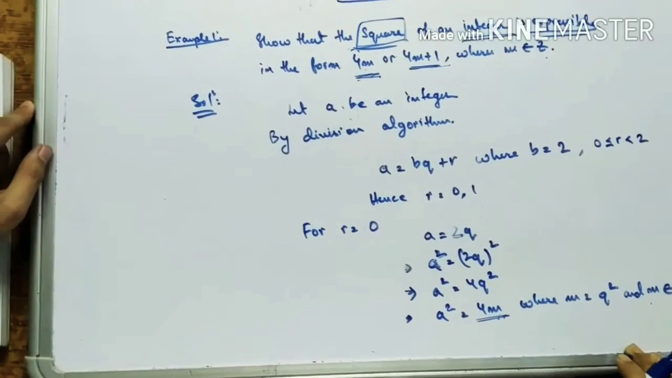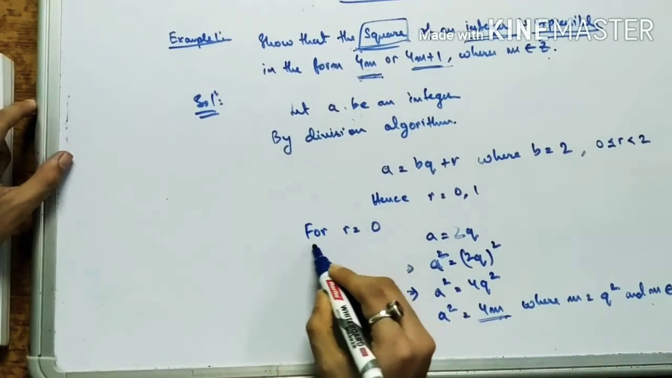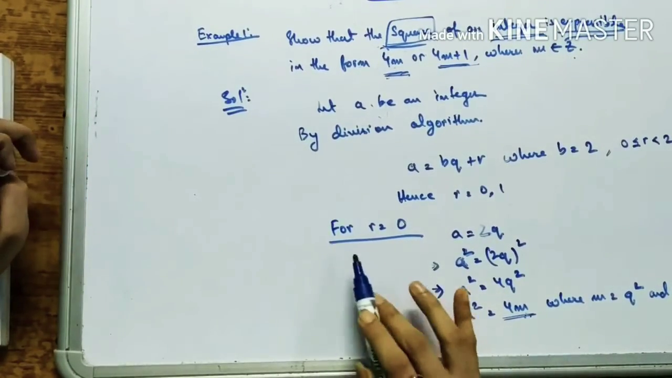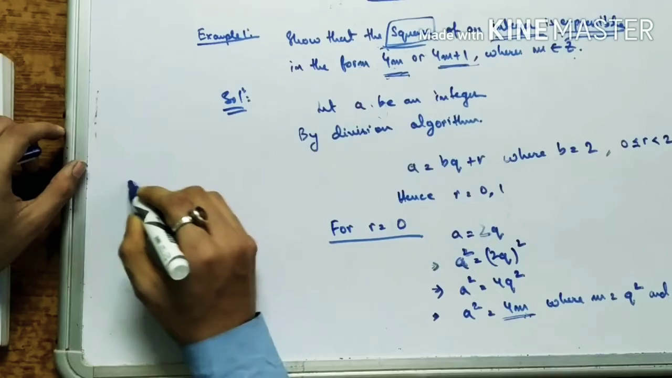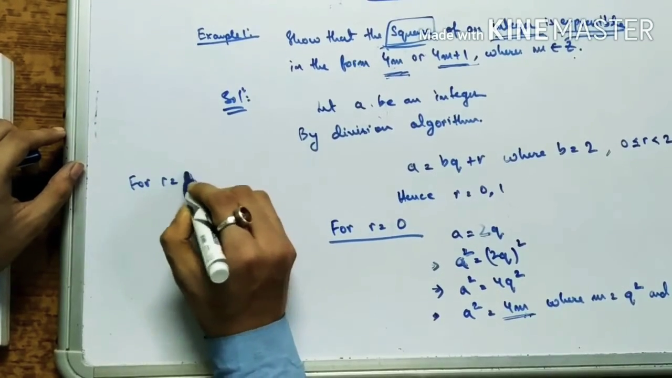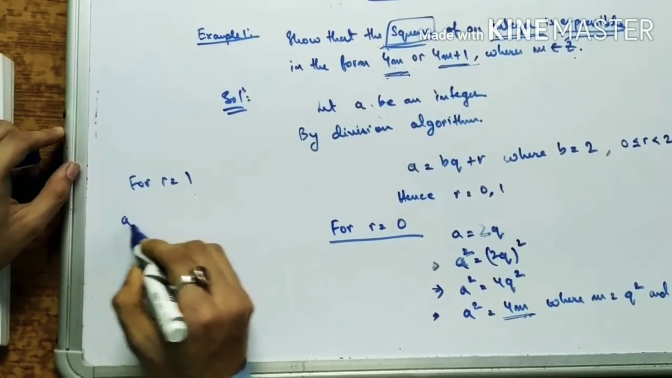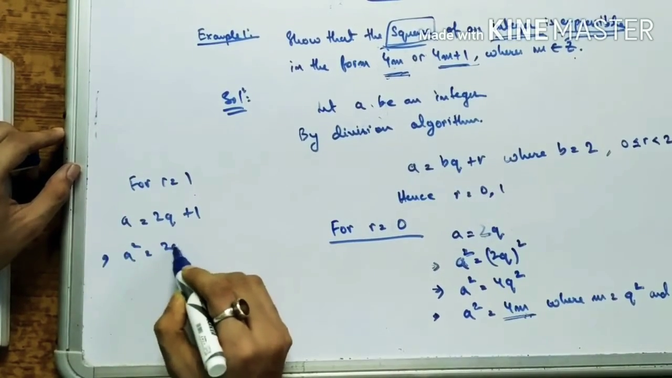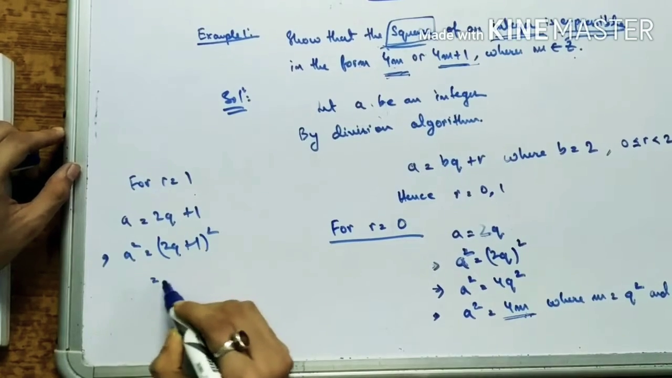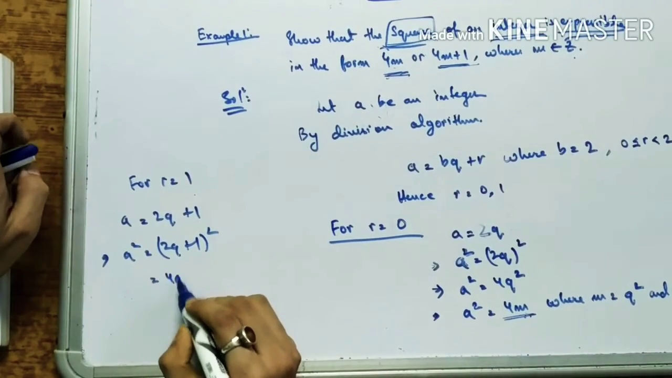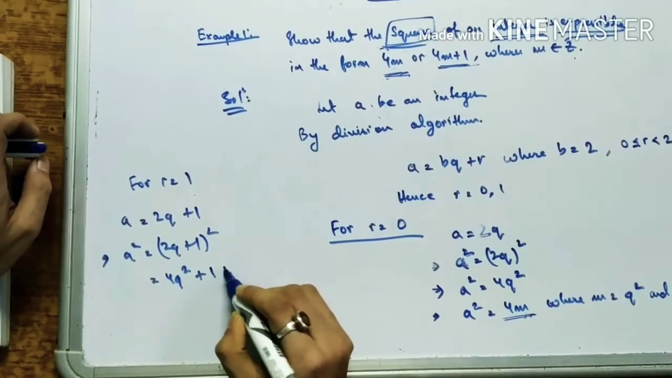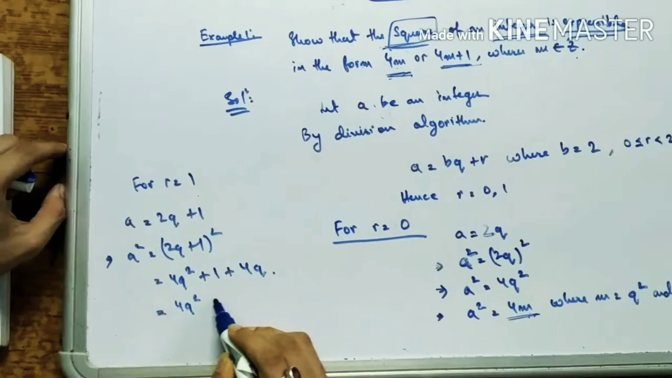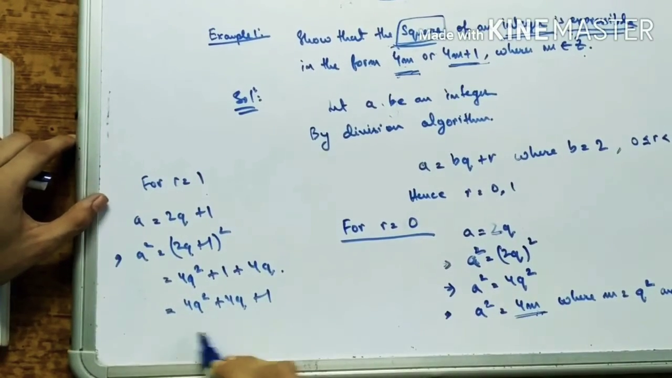Now first I checked for r is equal to 0. Now I will check for r is equal to 1. So for r is equal to 1, it will become A is equal to 2Q plus 1. A square, I will do 2Q plus 1 the whole square, which becomes 4Q square plus 1 plus 4Q. So I can write this as 4Q square plus 4Q plus 1.